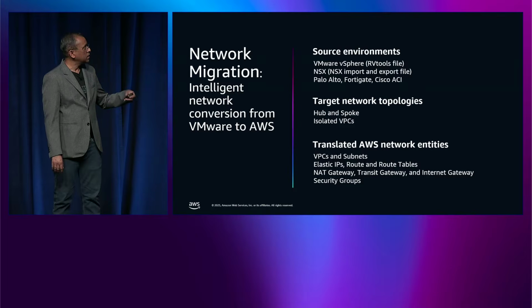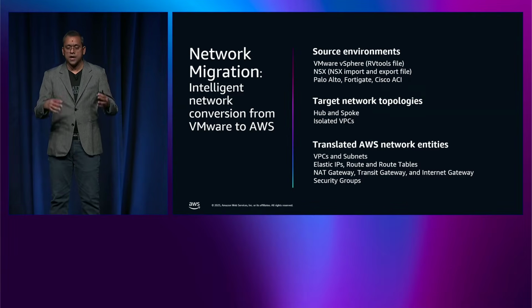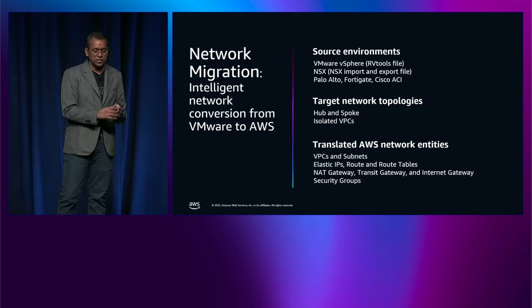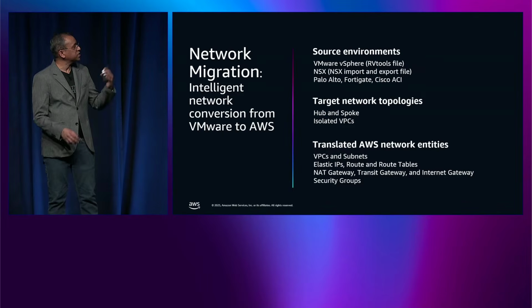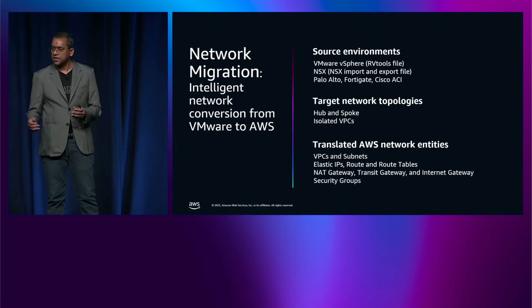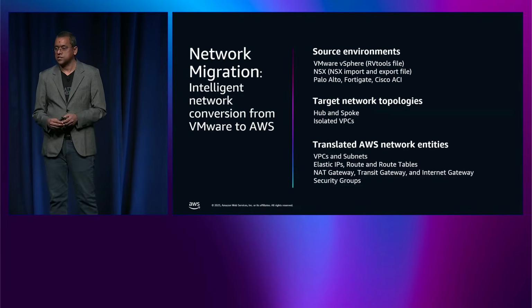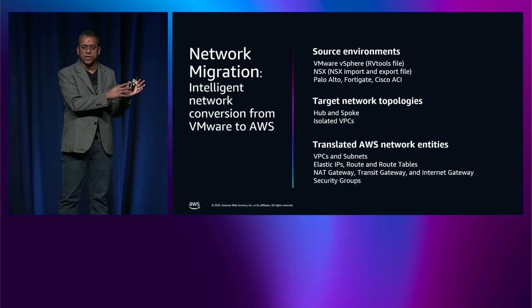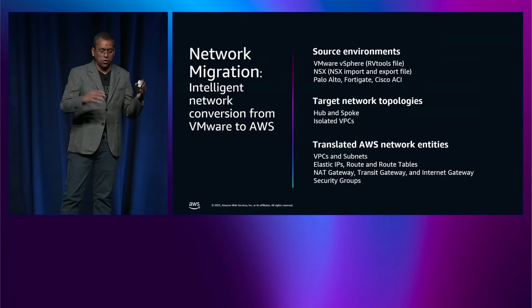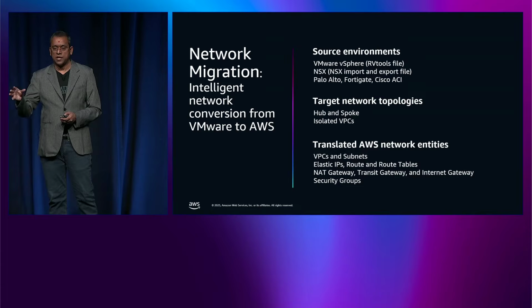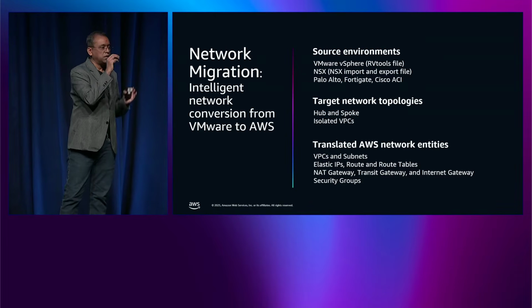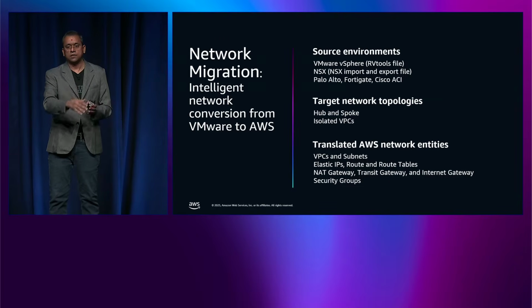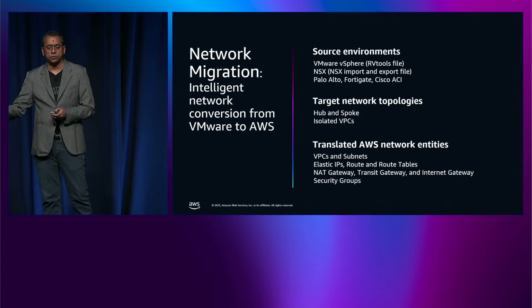So what we have done is we have evolved this to start adding more topologies as well as more source environments. Initially, when we launched, it was about VMware RVTools data that we accept and NSX. We got that a lot of people use Palo Alto, FortiGate, Cisco. We prioritized those three and provided support for that here as well. On both mainly used target topologies, we support hub and spoke and isolated VPC. And we have this agent which reads all this source data and translates that into AWS equivalents.